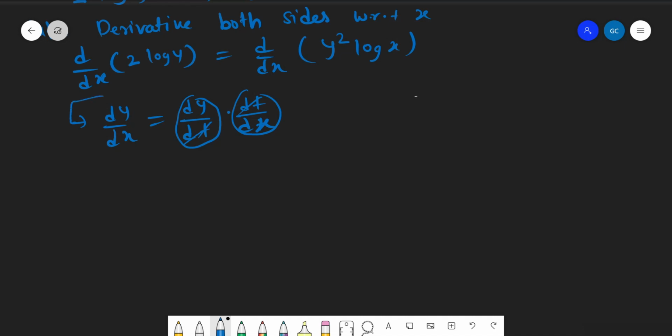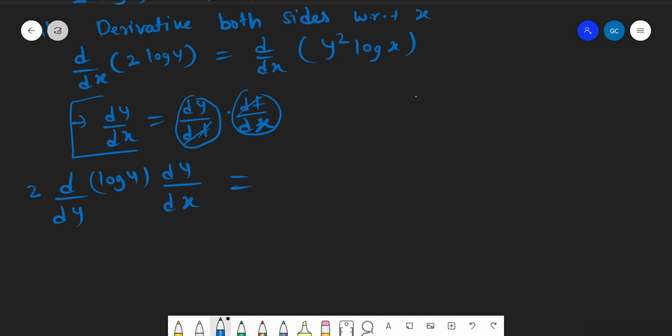Similarly, here y is our dependent variable, so we have to change it. So now we take d of y, and 2 will come out. Then log of y is already there. Now dy gets cancelled, and it becomes this one.